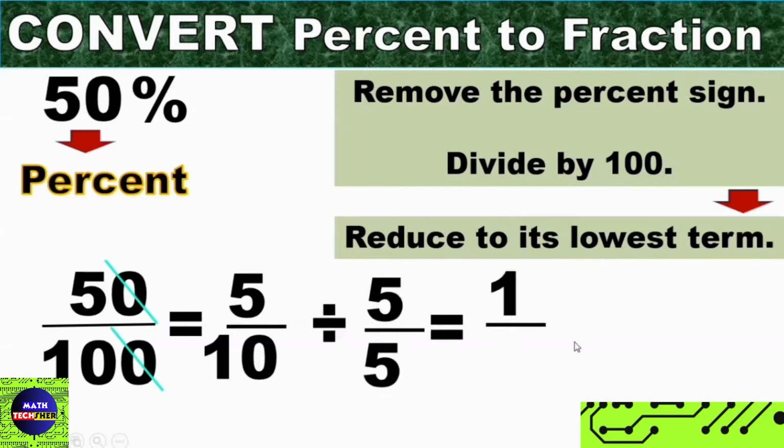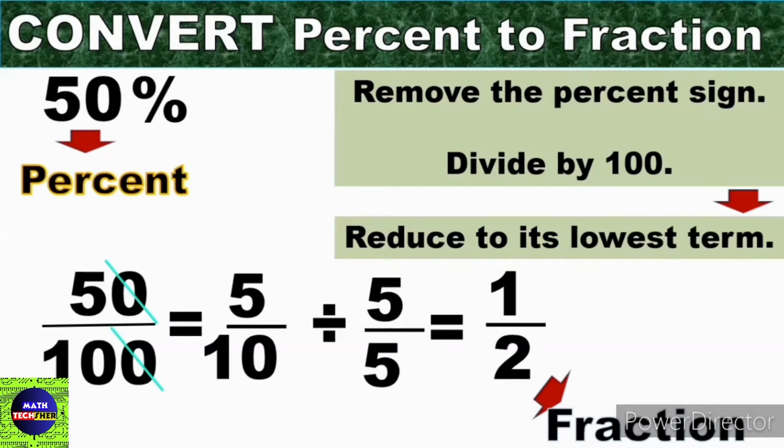So 5 divided by 5 is 1. 10 divided by 5 is 2. So now we have 1 half. And that is a fraction. So 50% is equivalent to 1 half in fraction. Okay, that is how to convert percent to fraction.